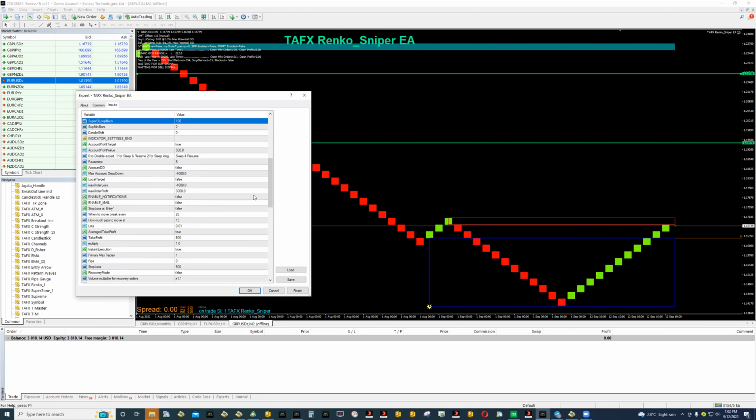So the other one is the lot size. Always remember the lot size. This is where you set your lot size according to what you want. The TP settings are there. The trading settings are there.